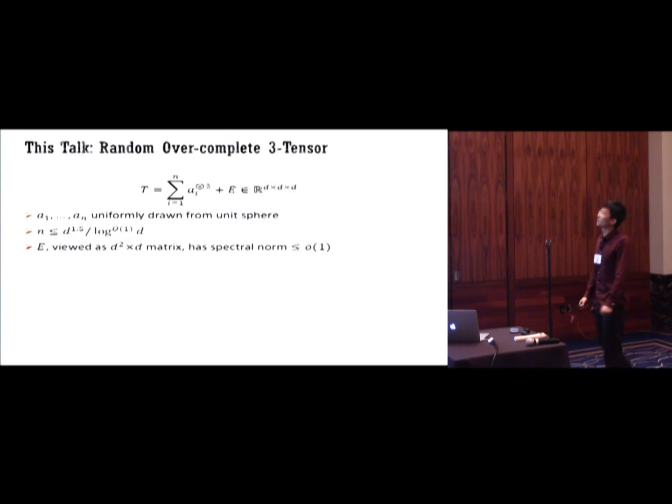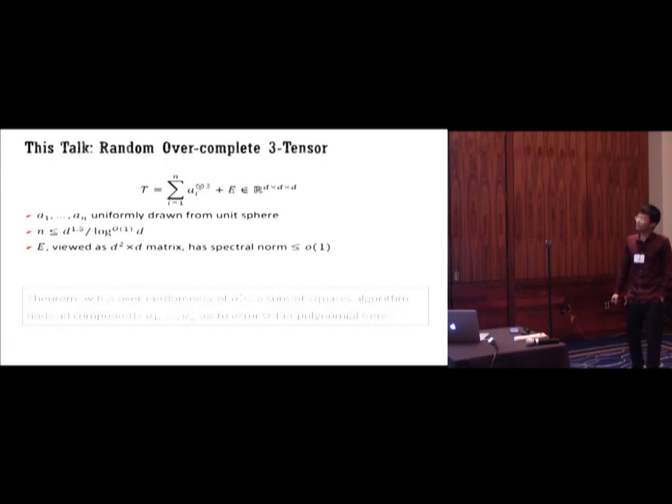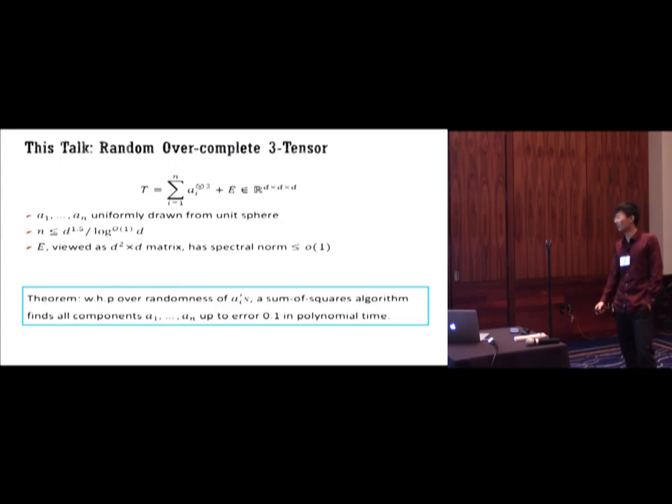All right, so in this talk, we are going to focus on random over-complete 3rd-order tensors. So a_1 up to a_n are assumed to be uniformly drawn from the unit sphere. We can handle pretty large over-completeness, so n could be as large as d to the 3/2. The noise tolerance here is that the noise tensor E, viewed as a d squared by d matrix, has spectral norm less than 1. And the theorem that we're going to prove is that with high probability over the randomness of the a_i's, we have a sum of squares algorithm that finds all of the components up to error 0.1 in polynomial time.